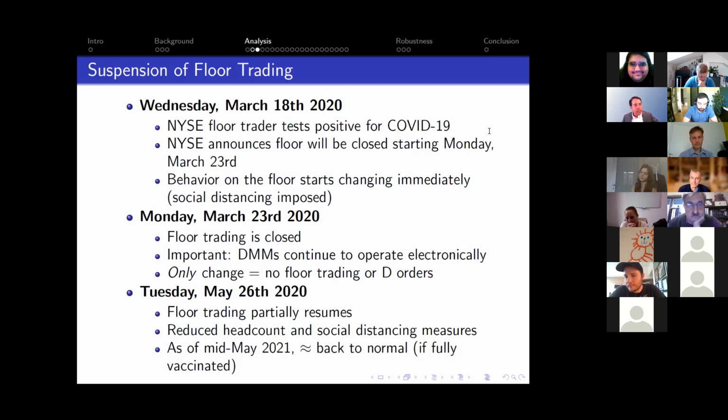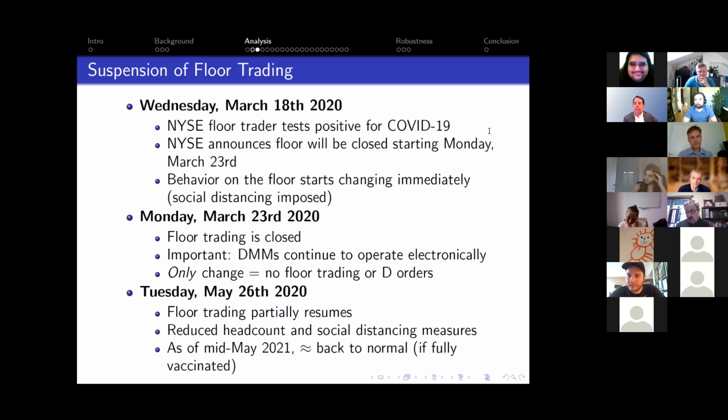And so what ends up happening is on Wednesday, March 18th, the first NYSE floor trader tests positive for COVID-19. The interesting thing is you start seeing instantly some floor traders not coming in, and they officially announce that the floor will close Monday, March 23rd. But you actually do see evidence right away on March 18th that behavior starts changing. So Monday, March 23rd, floor trading is closed.